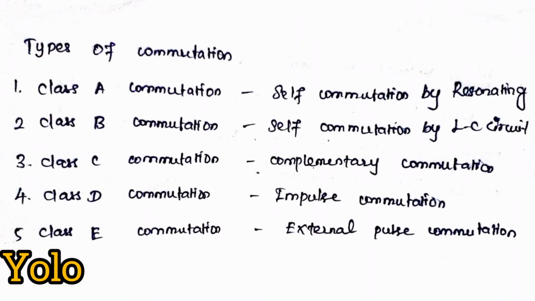Forced commutation is classified into 5 types. First one, class A commutation, also called self commutation or resonant commutation. Second one, class B commutation, also called resonance pulse commutation by LC circuit. Third one, class C commutation, called complementary commutation. Fourth one, class D commutation, called impulse commutation. And fifth one, class E commutation, also called external pulse commutation.